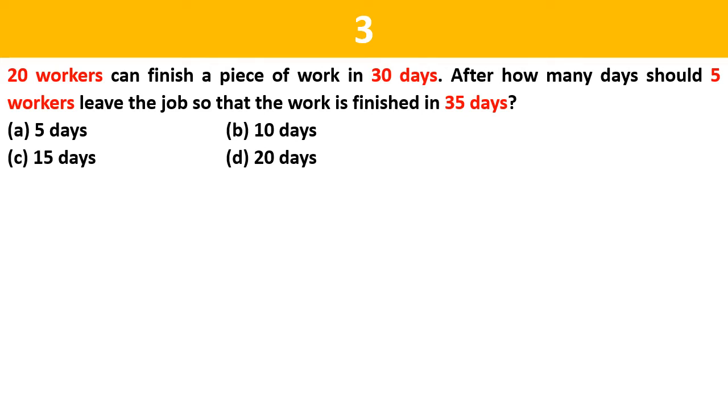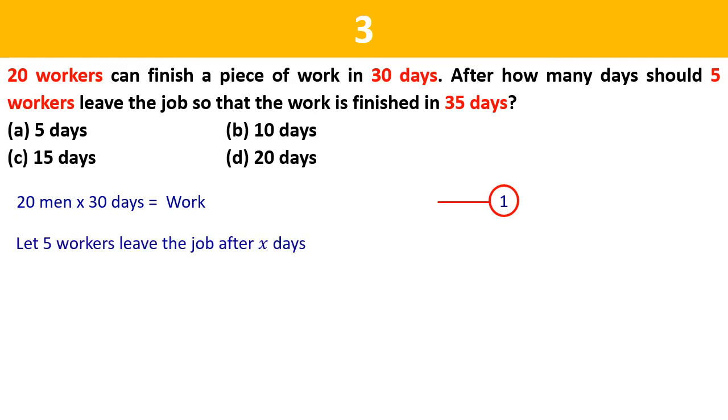Okay, now the first equation is going to be 20 workers working for 30 days and finishing some work. So 20 workers multiplied by 30 days is equal to the output work. This is your equation number 1. Now let us assume that 5 workers leave the job after X days. So first, 20 workers are working for X number of days.